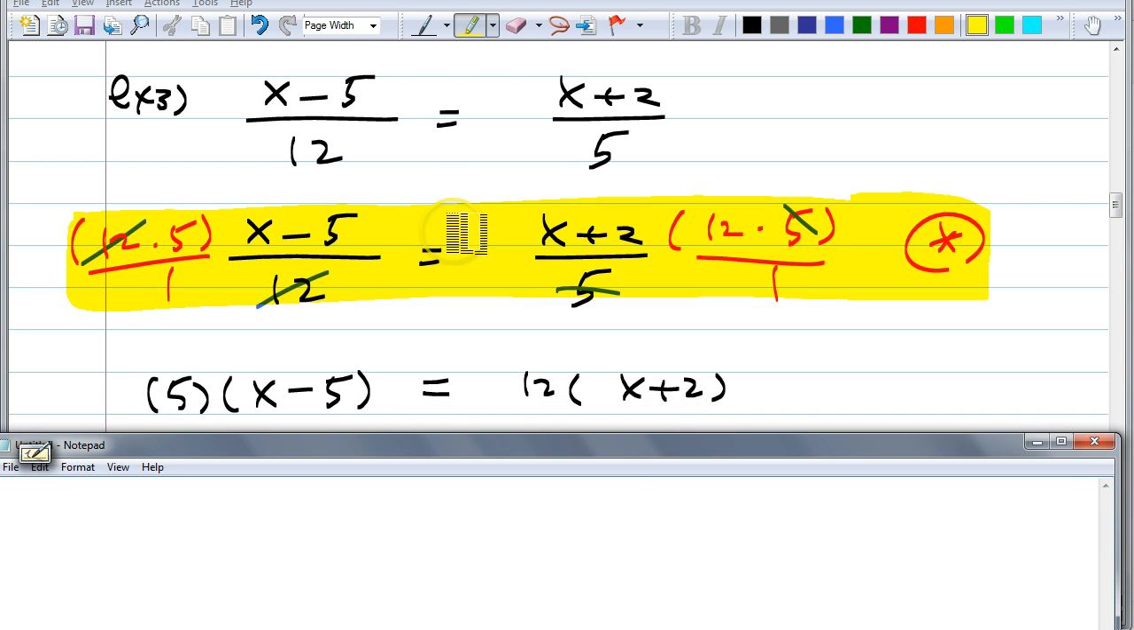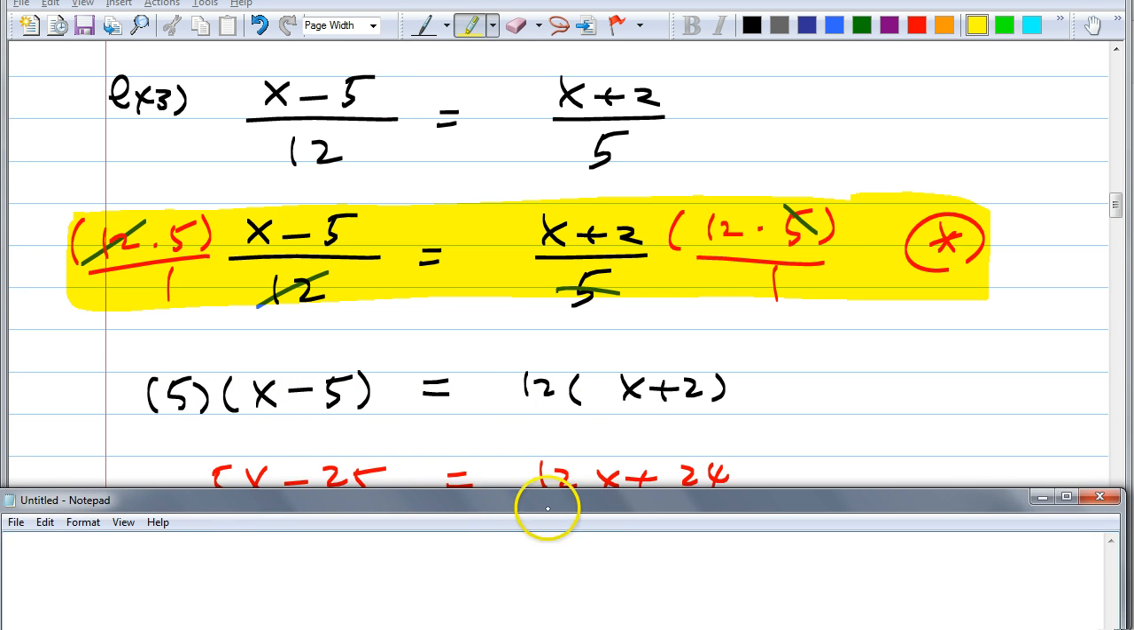All right. So this is the work that's really going on. What's really going on, right? You're multiplying both sides by 12 times 5. So the 12's cancel out here, the 5's cancel out. So you get 5 times (x minus 5) equals 12 times (x plus 2). You actually multiplied it out, and you're right. This is what you get.